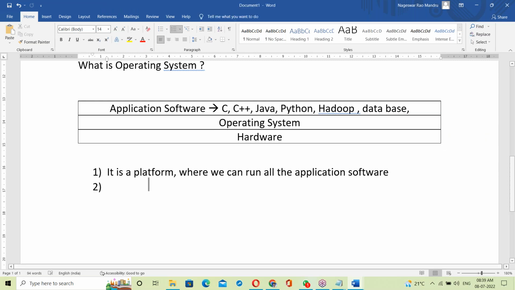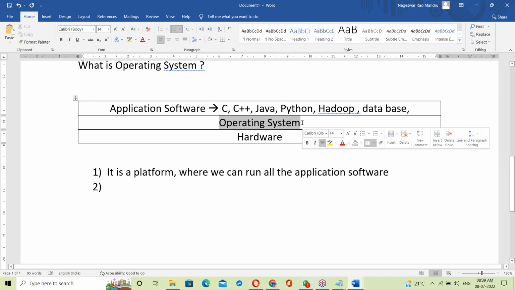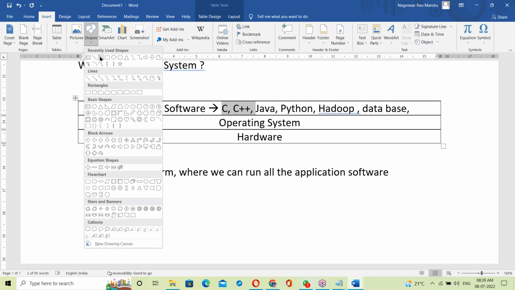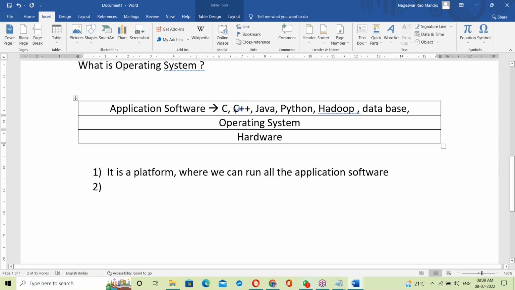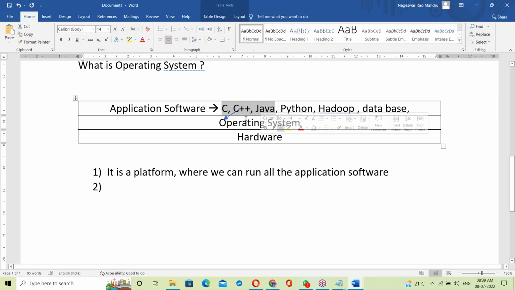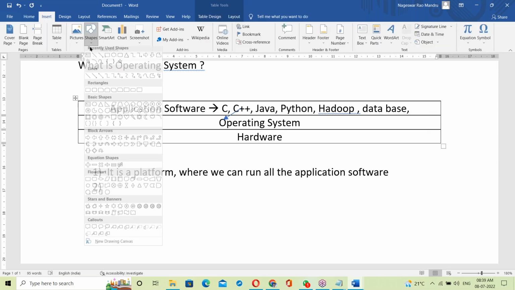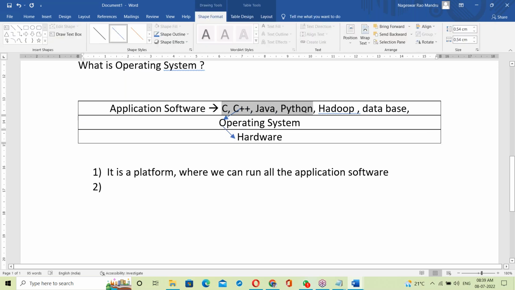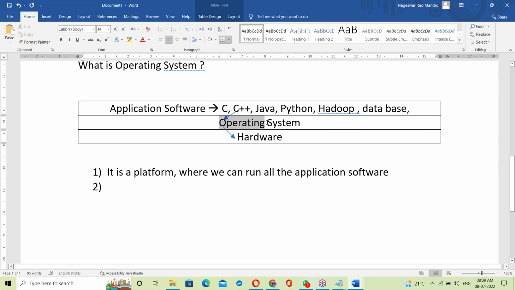See, the operating system is not only a platform here. Suppose, for example, C++ programs are generating some output. The output of these programs simply goes to the OS, and then is transferred to the output device.